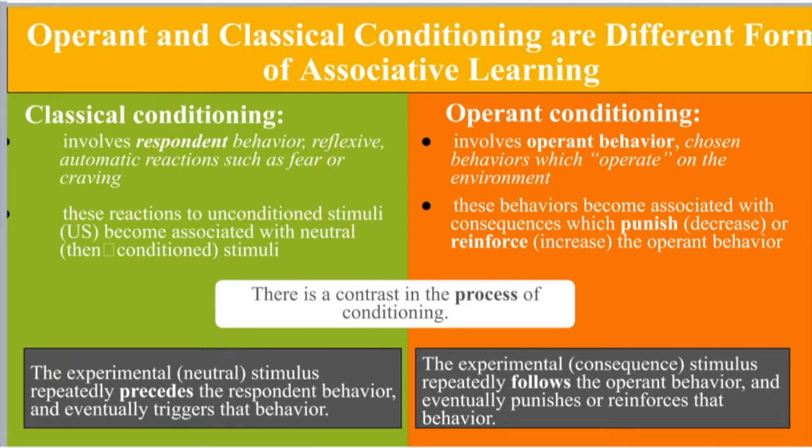Looking here, there's a contrast between the process of conditioning. How do we actually train, quote unquote, people, dogs, rats, whomever, to behave in certain ways? Well, in classical conditioning, the experimental stimulus repeatedly precedes the respondent behavior, and eventually it triggers that behavior. On the flip side, the experimental stimulus repeatedly follows the operant behavior and eventually punishes or reinforces that behavior.